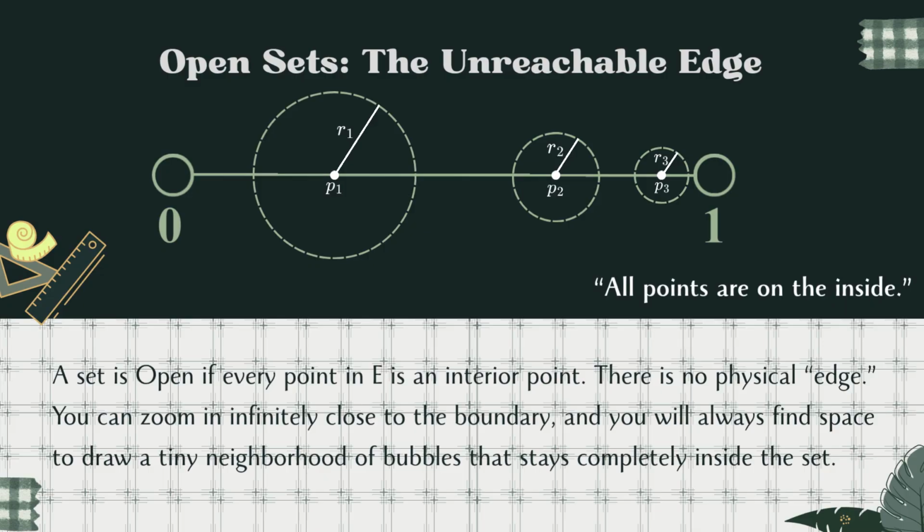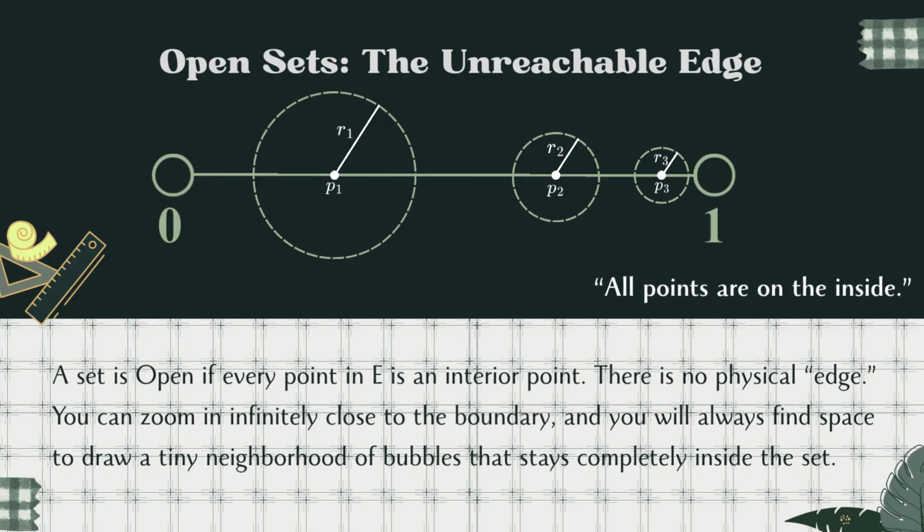They're missing. No matter which point I choose, I can draw a small neighborhood around it that lies entirely within the set. Even if I move extremely close to 0 or 1, there is always a tiny neighborhood that remains inside. This is why I call the boundary the unreachable edge. We can get arbitrarily close to the boundary, but the boundary itself never belongs to the set. In Rubin's language, a set is open if every point of the set is an interior point.